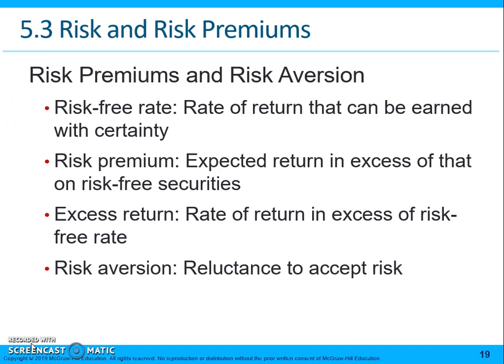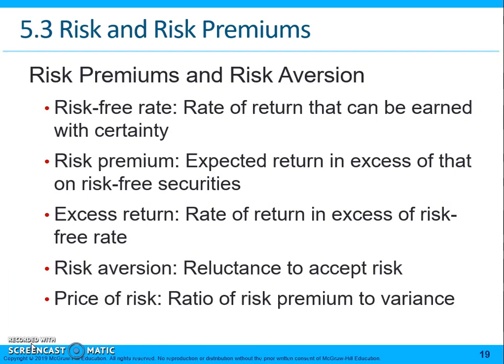So we typically can assume that most investors are risk averse. There are certainly examples of individuals who are not. Probably the most widely used example is the example of purchasing a lottery ticket because the likelihood of winning is so low. Price of risk is the ratio of the risk premium to the variance. So we'll talk about that more as we move forward.